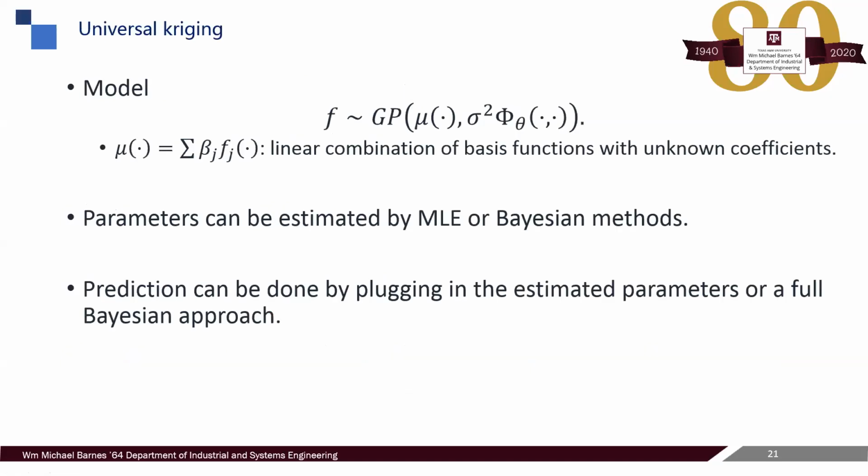Okay, that's a Nugget effect. And the next one is universal kriging. The only difference is that we replace the mean part from 0 by this one, a linear combination of basis functions. So this part is just like a linear regression. Okay, so what we want to learn are the regression coefficients beta. And parameters can be estimated by MLE or Bayesian methods. Okay, and prediction can be done by plugging in the estimated parameters or using a full Bayesian approach.